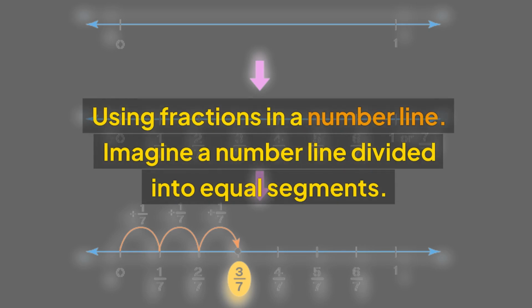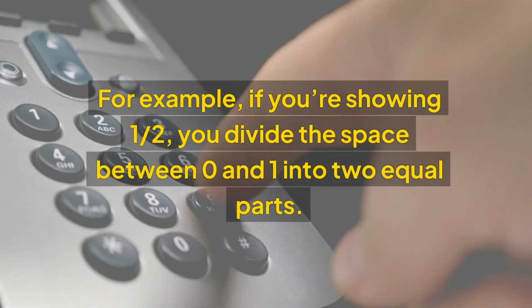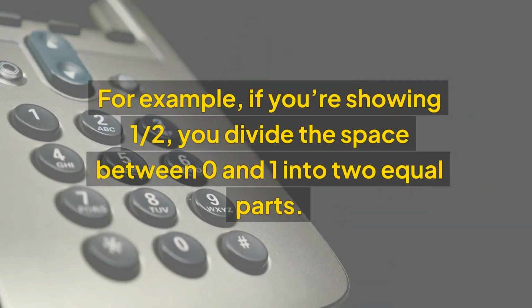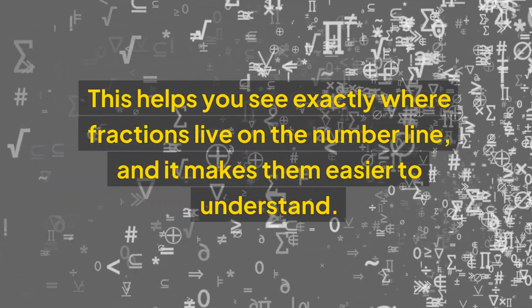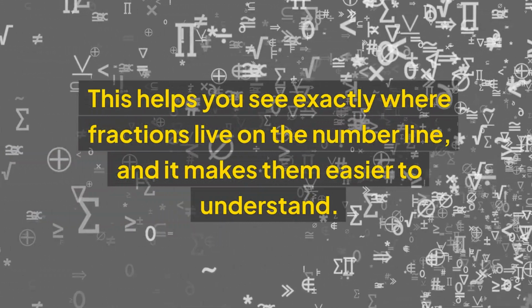Using fractions in a number line. Imagine a number line divided into equal segments. For example, if you're showing 1 by 2, you divide the space between 0 and 1 into 2 equal parts. This helps you see exactly where fractions live on the number line, and it makes them easier to understand.